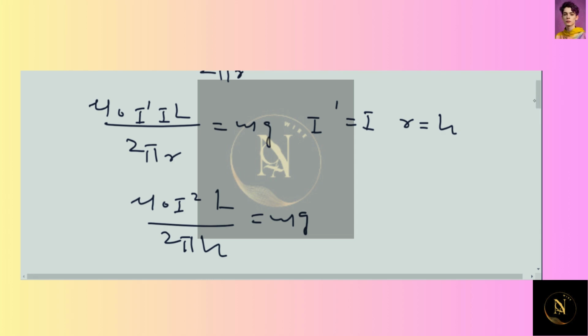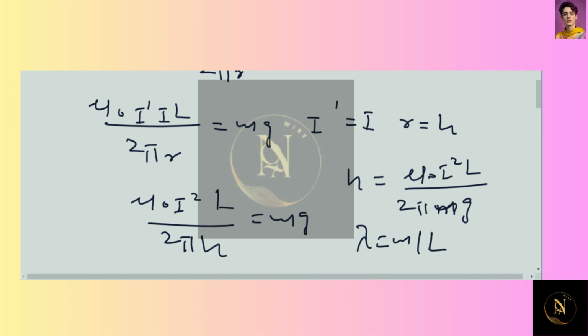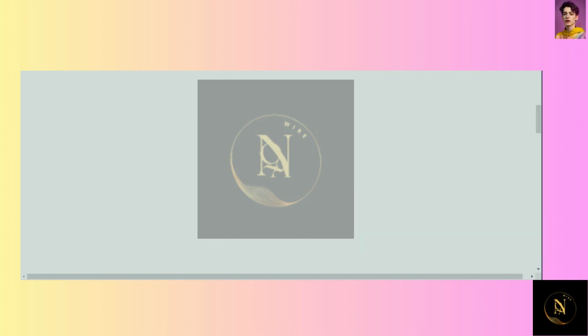Solving for h, h is equal to mu naught times I square times L divided by 2 pi times mg. The mass per unit length of the wire CD is lambda, which is equal to m divided by L, and therefore height h is equal to mu naught I square divided by 2 pi lambda times g.